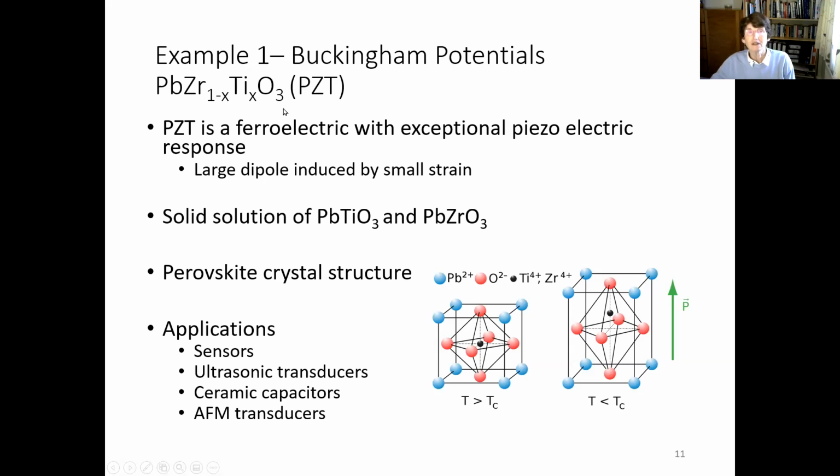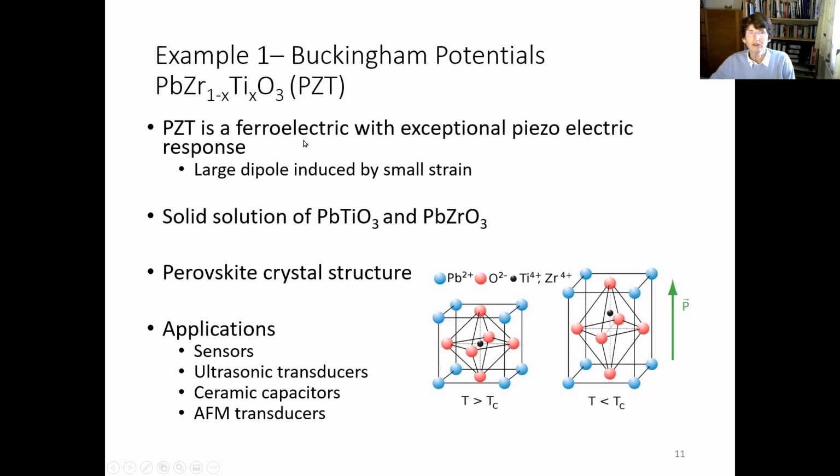And you can see that basically it's a random alloy of two ferroelectrics, which are lead zirconate and lead titanate. So x here, from a technological point of view, tends to be around 0.5. So it's around a 50-50 proportion of zirconium and titanium.